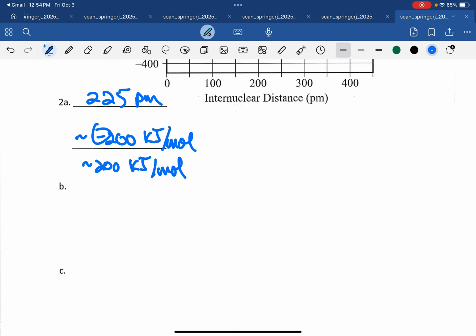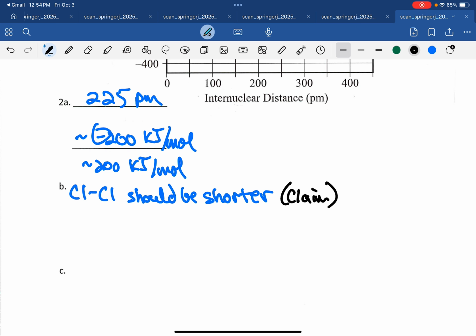Letter B wants to know, do you predict the bond length of the Cl-Cl bond should be shorter or longer than that of the Br-Br? I'm going to say that Cl-Cl should be shorter. And if you're using Ms. Markstaller terminology, that's my claim. I need evidence or reasoning after that.